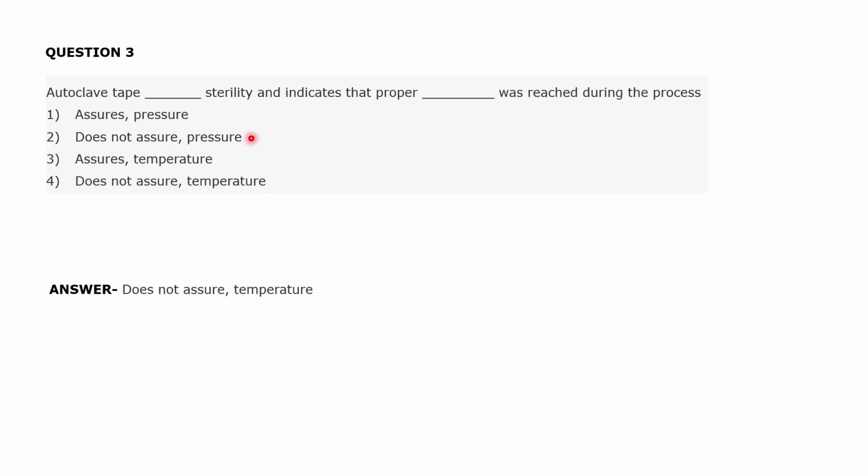The autoclave tapes are just indicative of whether the steam generation was proper and whether adequate temperature came up during that particular autoclave process or not. So from the previous explanation that I gave, you get the idea about this answer. Does anyone have any doubt regarding this? It's quite basic. If you have heard the previous explanation, you can answer this question. So I will just move on to the next question.